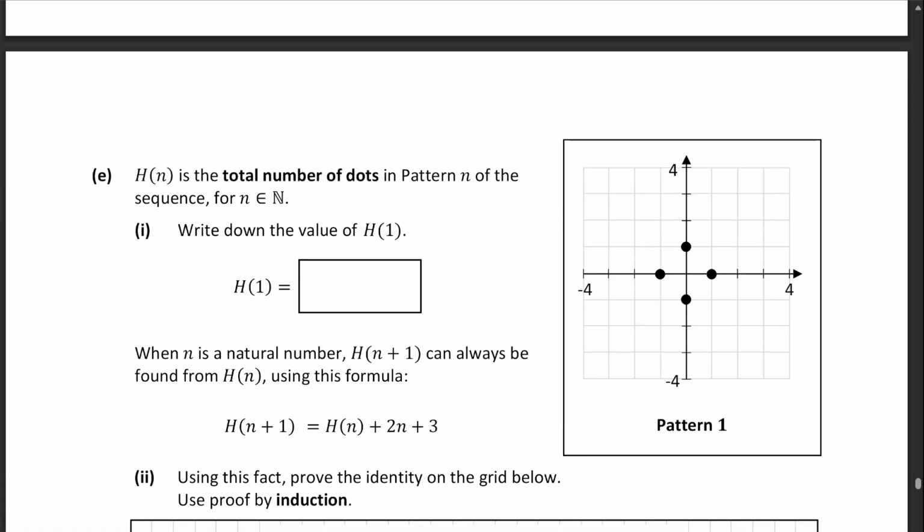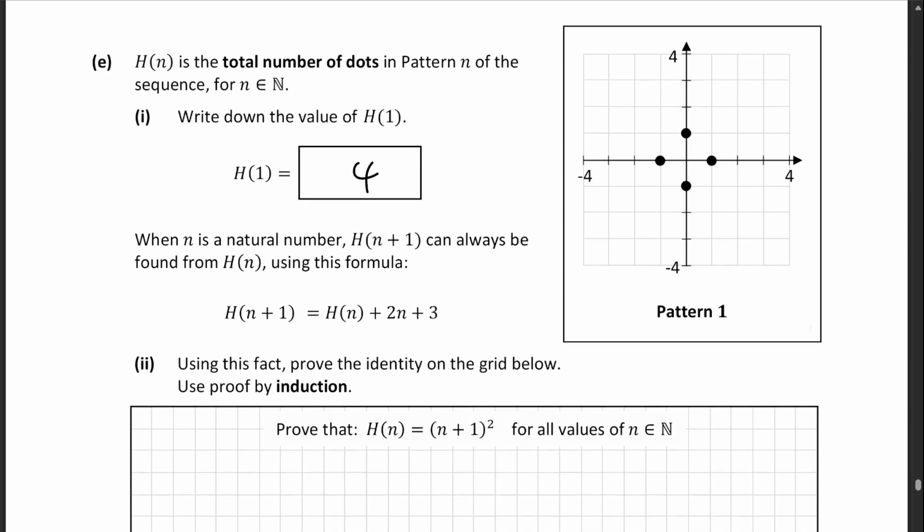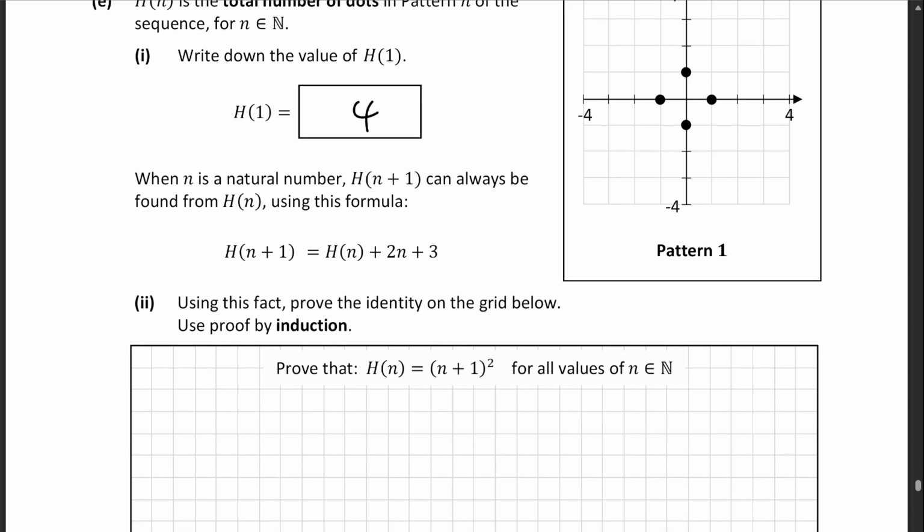Okay, hn is the total number of dots in pattern n. Write down the value of h of 1, 4. When n is natural, hn plus 1 can always be found from hn using that formula. Using this fact, prove the identity in the grid below. Use proof by induction. Okay, so test for n equals 1.